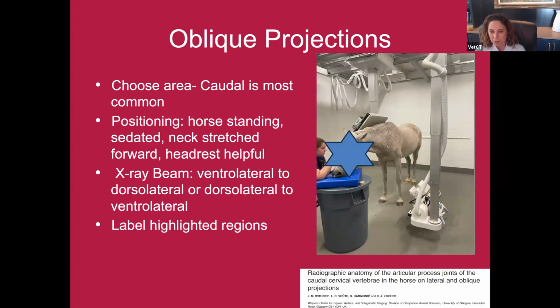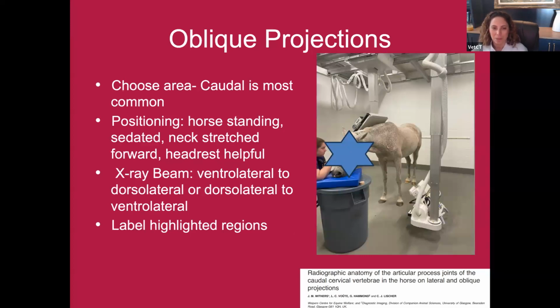Based on whatever I'm seeing on my lateral projections. So the most common location, especially in the population of horses I'm generally looking at, is the caudal cervical spine for pathology. So that's usually the location I'm going to be taking oblique projections. These are challenging to take, and I definitely welcome any questions or pointers or discussion about this at the end.